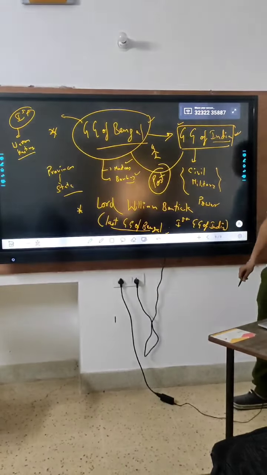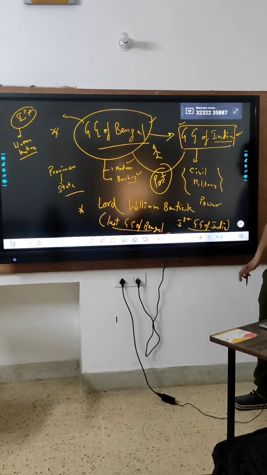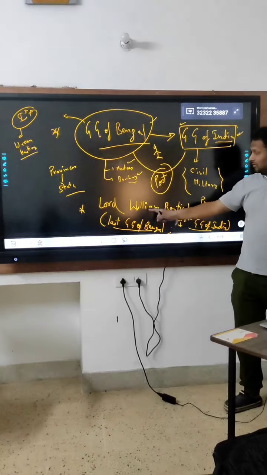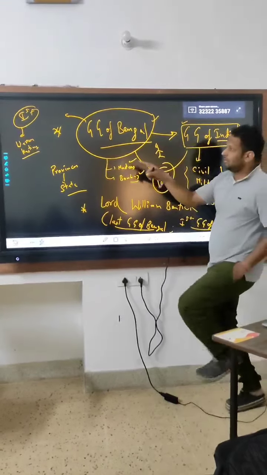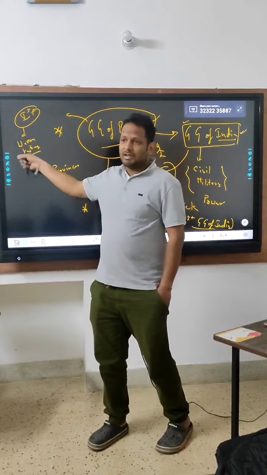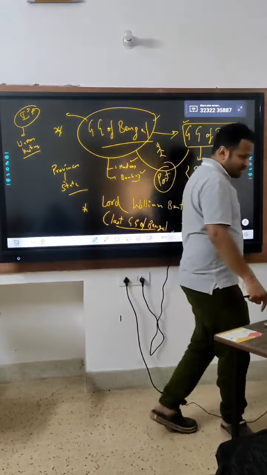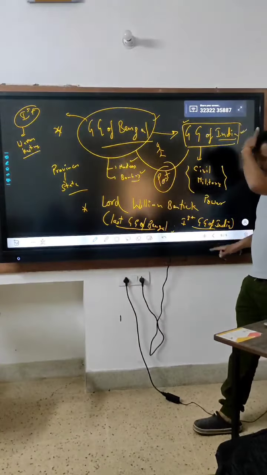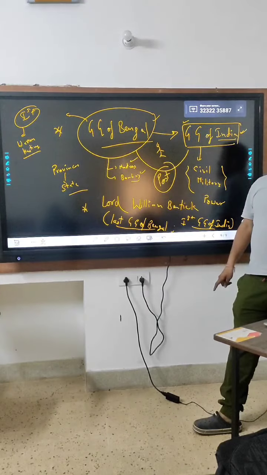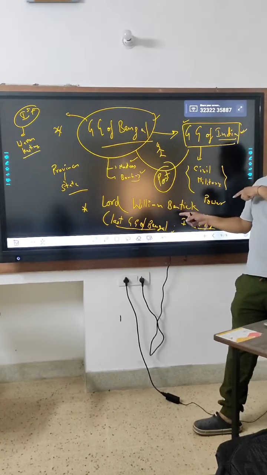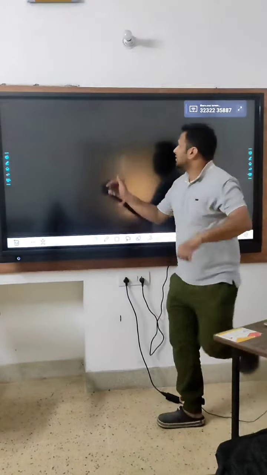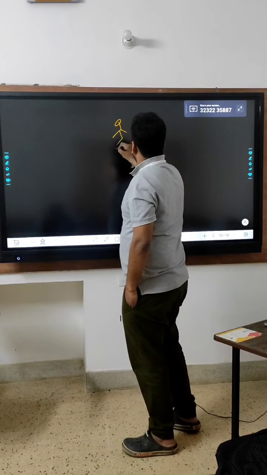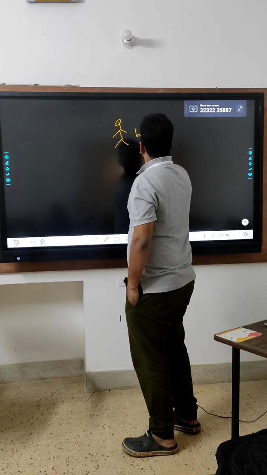Who was the last Governor General of Bengal? Who was the first Governor General of India? No, who was the last Governor General? William Bentinck. The first Governor General was Warren Hastings. Who was second? Cornwallis. Okay, I read this yesterday. William Bentinck was the first Governor General of India and also the last Governor General of Bengal. This is the person, William Bentinck.